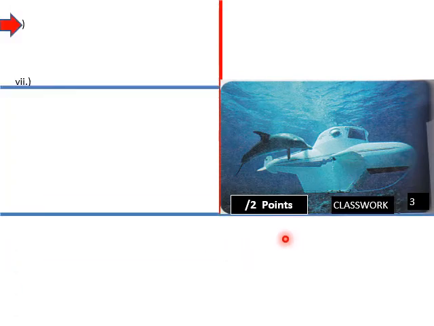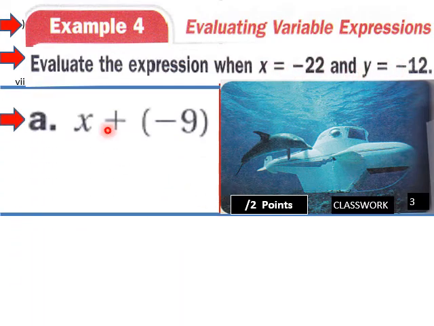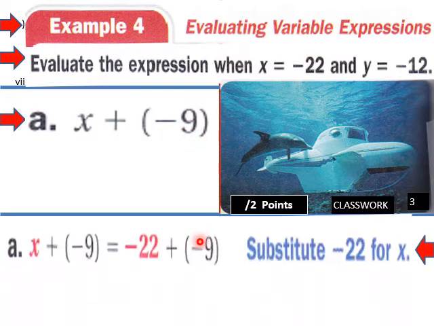Let's try another one. Evaluate variable expressions. X equals -22 and Y equals -12. First, we're going to do A here: X plus -9. When X equals -22, we plug that in here. So X plus -9, and then we plug in -22 for X. We get -22 plus -9.